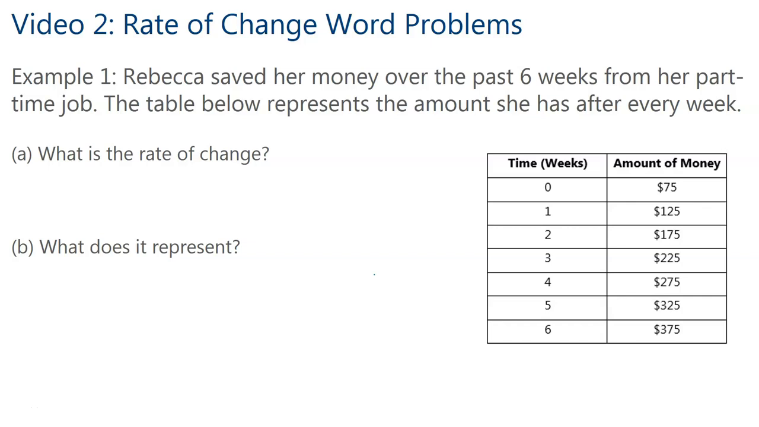So example 1. Rebecca saved her money over the past 6 weeks from her part-time job. The table below represents the amount that she has after every week. Looking at the first row in the table, I see that initially, at 0 weeks, she has $75. After 1 week, she has $125. After 2 weeks, $175, and so on. So in A, they want us to determine the rate of change.